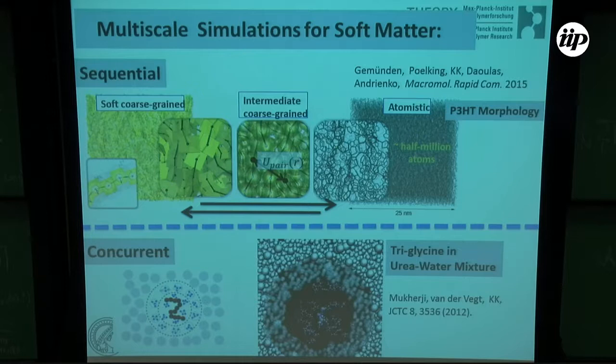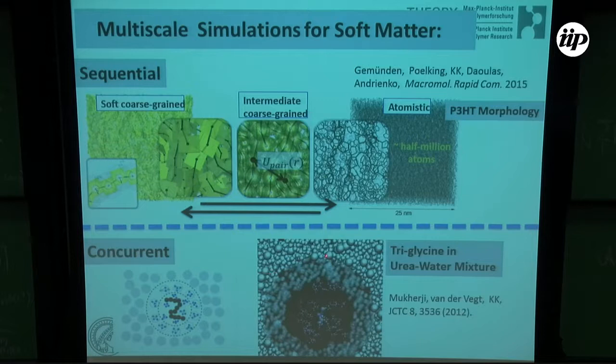One way is a sequential way. So this is an example of P3HT, one of the most important molecules, or not most important in terms of application, but in terms of research, in the context of organic electronics, where one can go from a very coarse model, run that system, map back onto a more detailed model, and so on. Eventually one arrives at an all-atom model of the system and can then study the local morphologies, and that one can do either in this direction or that direction. Or one can try to do it in a more concurrent way, where one locally has atomistic details, while further outside one has a coarse-grained system.